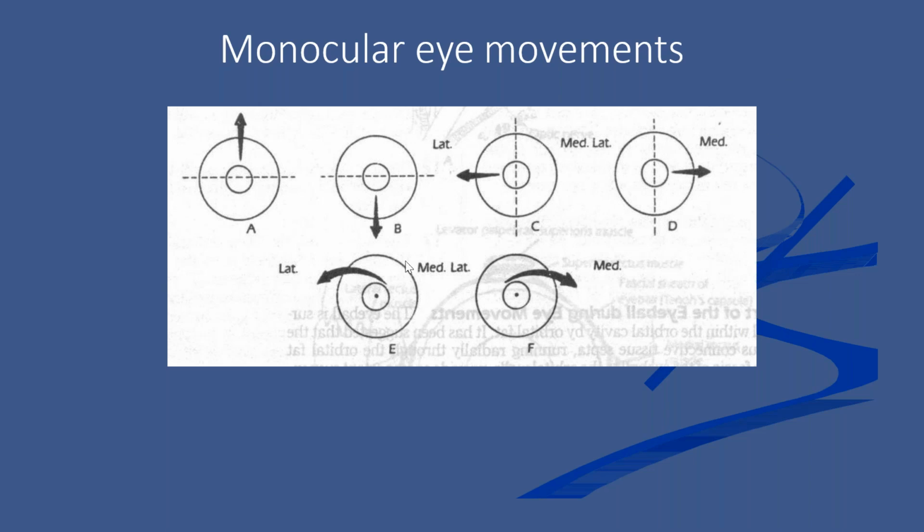Or for that matter, along the anterior-posterior axis, the eye can either intort or extort. When the superior limbus goes outwards, that's called extorsion. When the superior limbus goes inwards, that's called intorsion. So when the eyeball rotates inwards, that's intorsion. When the eyeball rotates outwards, that is extorsion.